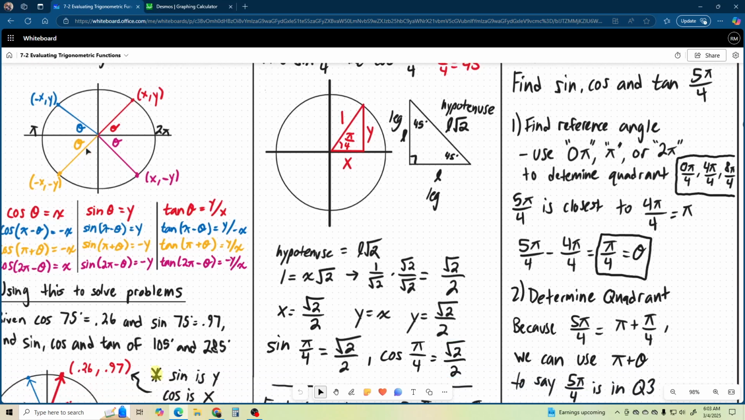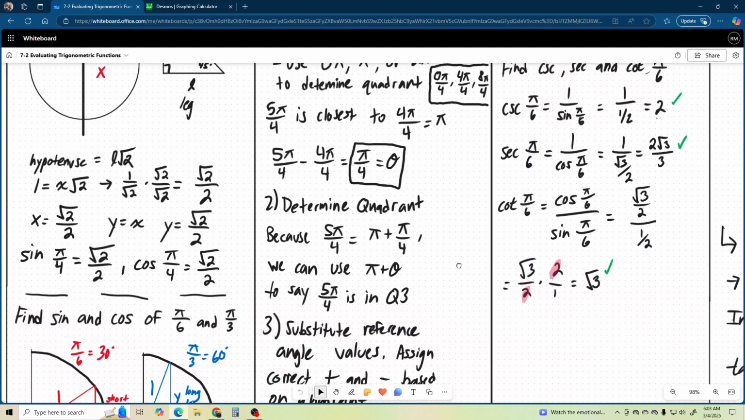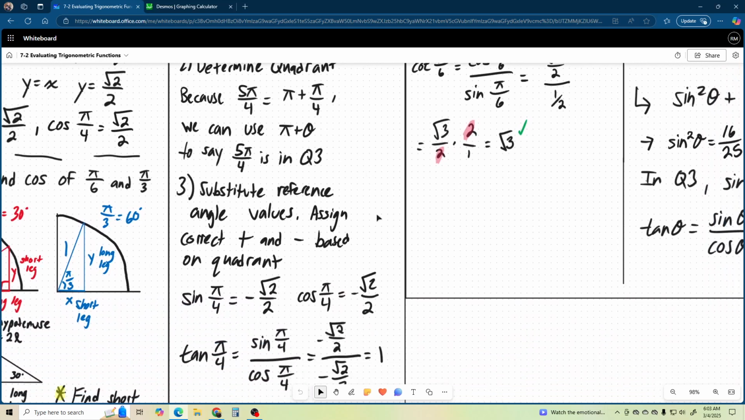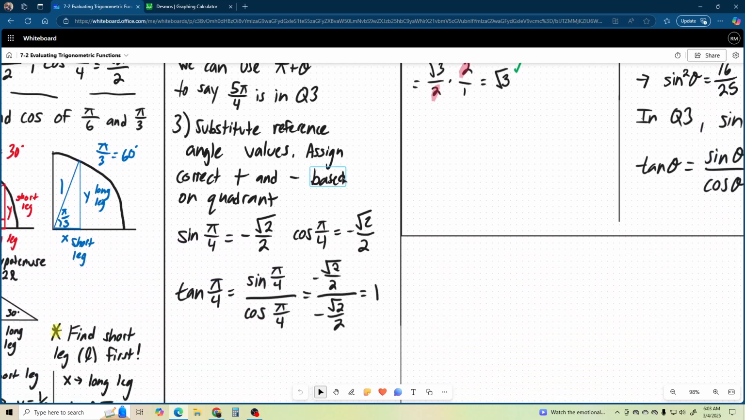right? So all we're going to do is take the answers we got from before when we did this problem, square root of 2 over 2 for both x and y, and we're going to essentially just make them negative. That's all we have to do. That's the value of reference angles. If you understand the reference angle and you understand the original angle, all you have to do is assign positive and negative values to whatever the sine or cosine or tangent or whatever you're looking for, right? So if we substitute reference angle values, we can assign the correct positives and negatives based on the quadrant. Like I said, in this case, they're both negative.